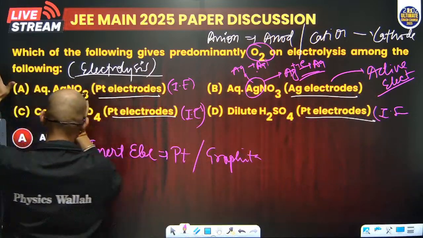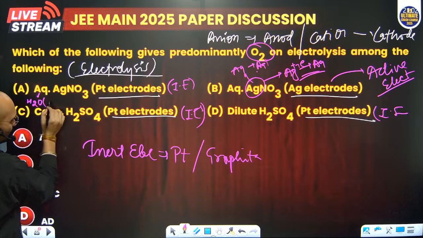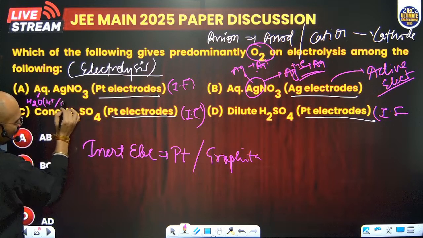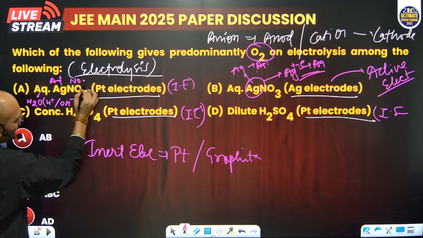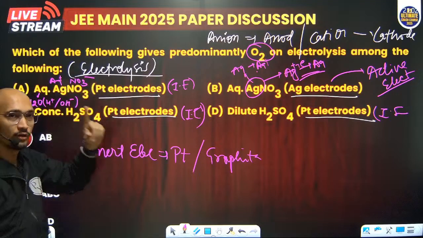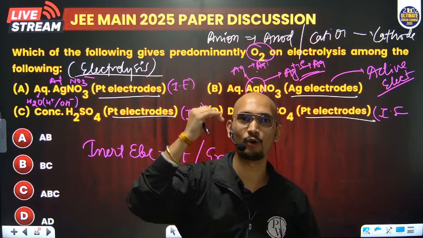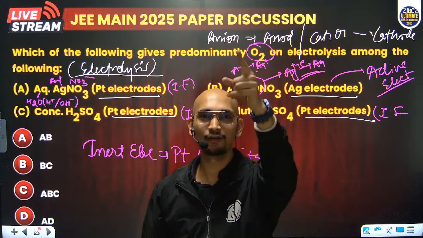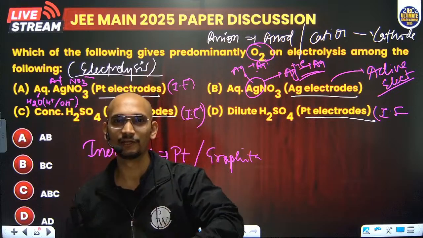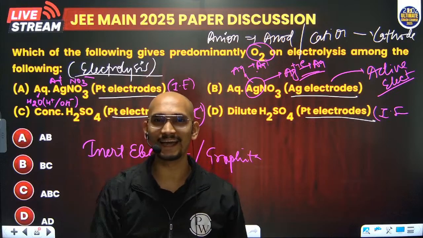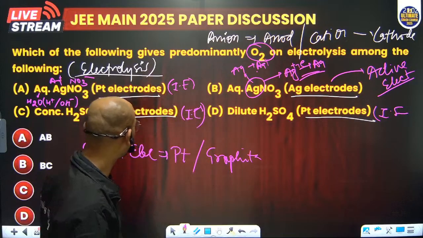What about this AgNO3? Aqueous AgNO3 means what is the solvent we have? Water. Water gives what? Which cation and which anion? H plus and OH minus. What about AgNO3? It gives Ag plus and NO3 minus, nitrate. Now for cation, what is the rule? The rule is only those cations will go on the cathode that have higher or lower, which kind of SRP? If the SRP is high, it will go on the cathode. And what about anions? If the SRP is low, that will go on the anode.